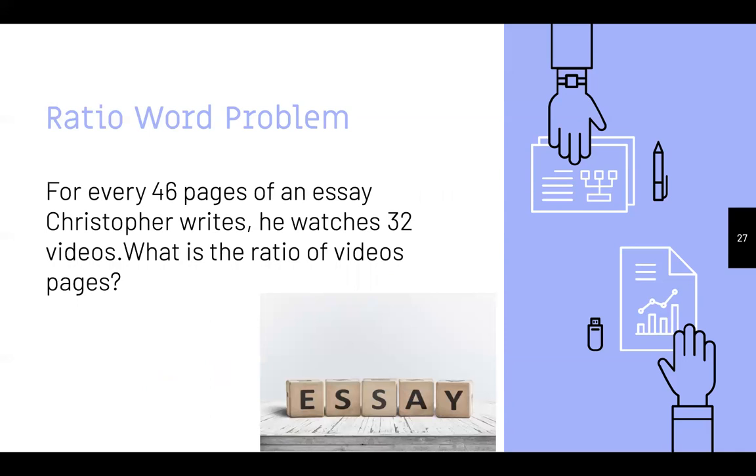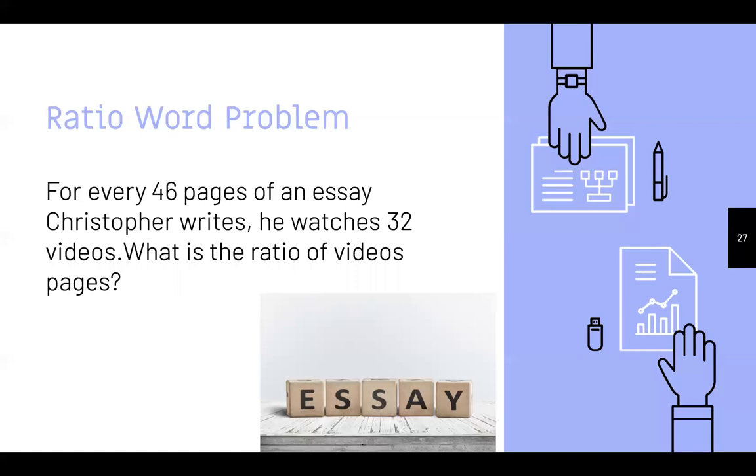So let's try another one, right? For every 46 pages of an essay Christopher writes, he watches 32 videos, right? He's very distracted. He's a procrastinator, has trouble writing these essays. So we want to know, what's the ratio of videos to pages? I forgot that too, my bad.